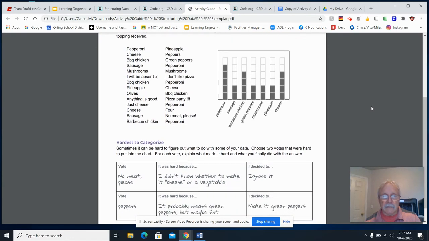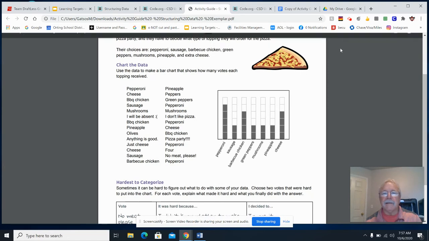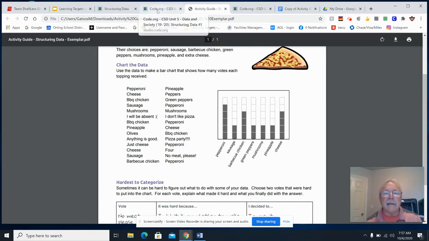Hardest to categorize. Sometimes it's hard to figure out what to do with some of our data. Okay, let's go back here. I don't want to show you the answers to those.